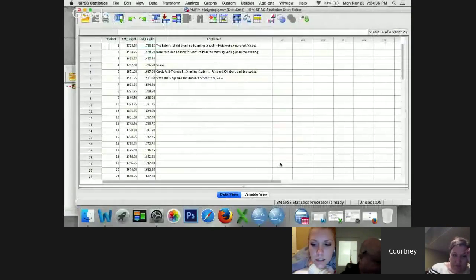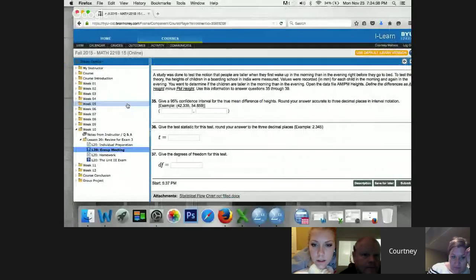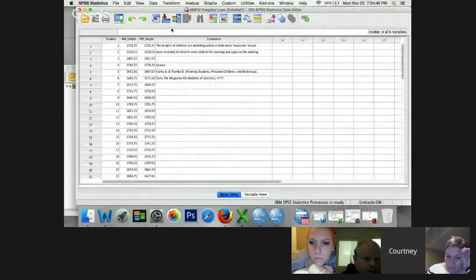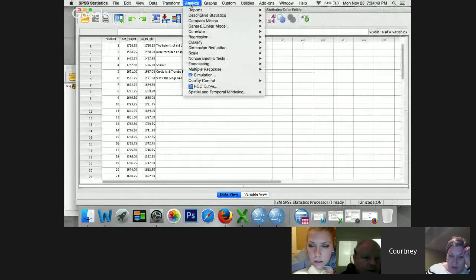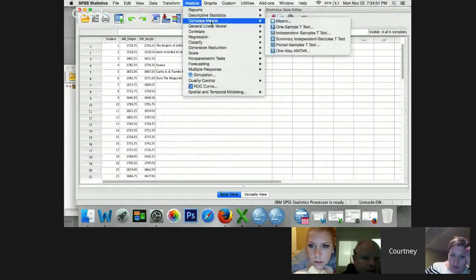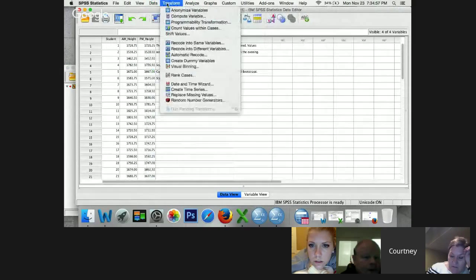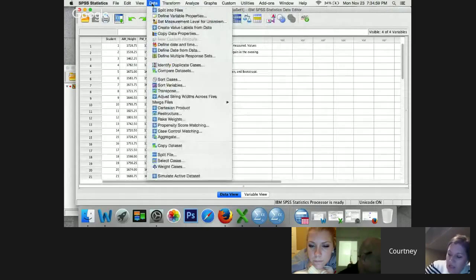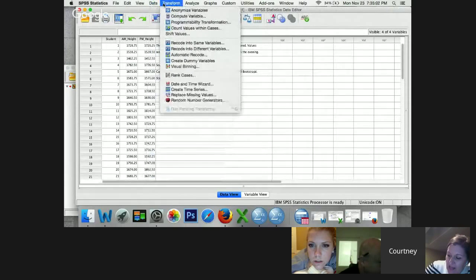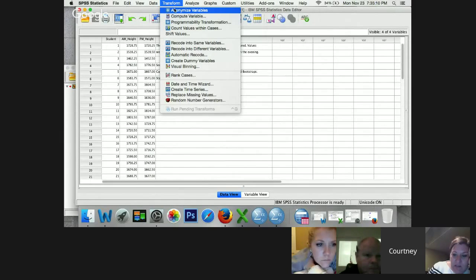Okay, so here's what I've got here, and then it says give the 95% confidence interval for the true mean difference of heights. What's the first thing you've got to do with your data? Go into your data. You have to find the difference of them. Yeah, because if you print it out, the one thing it says in italics is define the differences as AM minus PM height. Like, I almost missed it. If I hadn't really read the question out loud, I would have missed that part.